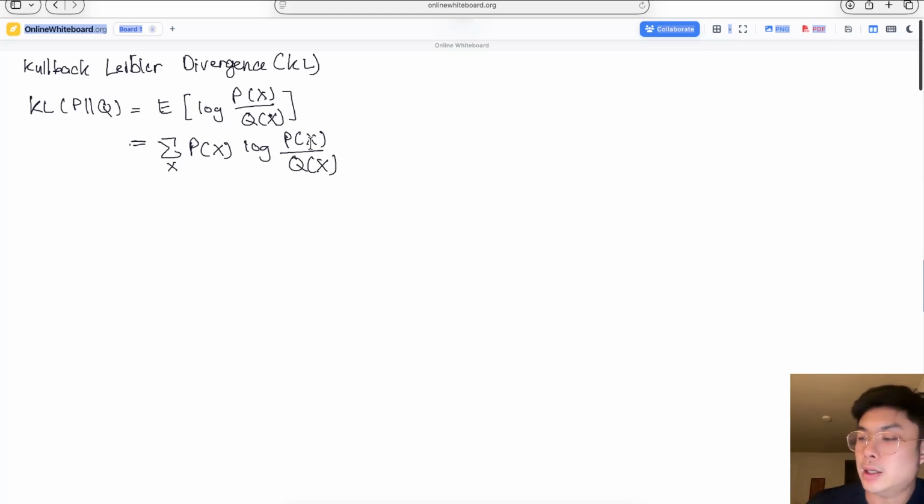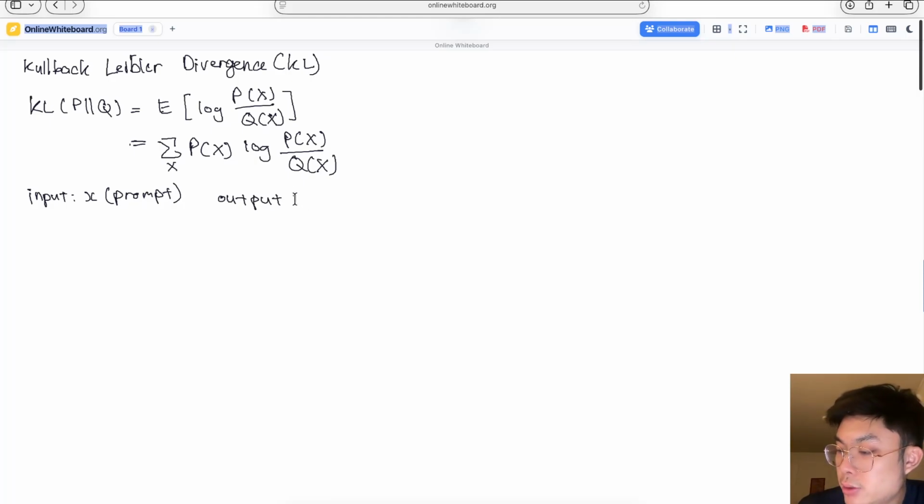Now let's take a look at the LLM case. Assume that we have some input x, which is the prompt, and then we have some output, which is the generated sequence. Let's call this y, a sequence of all the tokens.